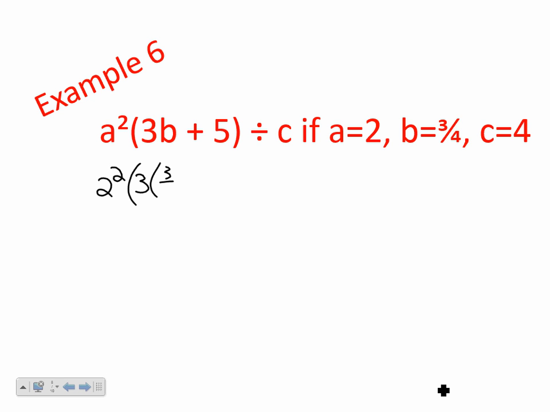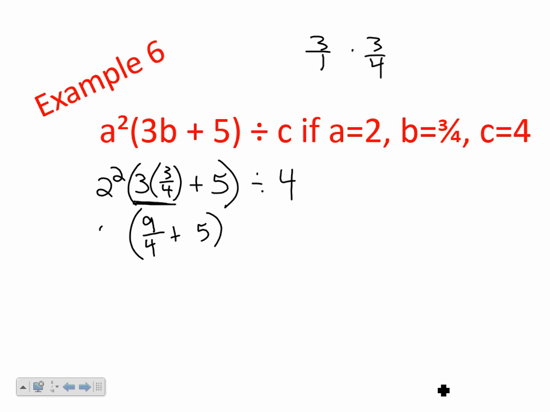Okay, so I'm going to put 3/4 in here, plus 5, divided by, does the C need parentheses? No. Okay, so inside the parentheses, 3 becomes what? 3/1 times 3/4. Do I need common denominators? No, so just multiply across. Don't forget to look to see if you can cross reduce. Like, can the 3 and the 4 reduce? No. Can the 3 and the 1 reduce? No, but always look, just in case. Okay, so this becomes what? 9/4.